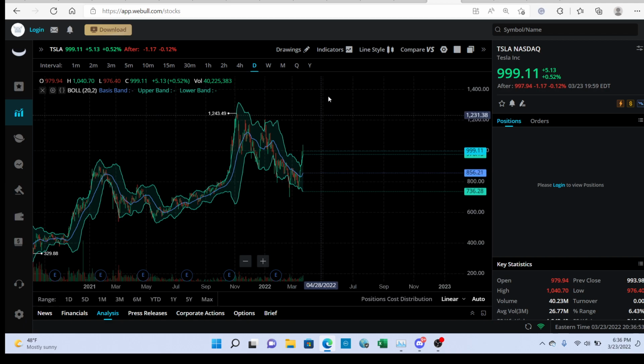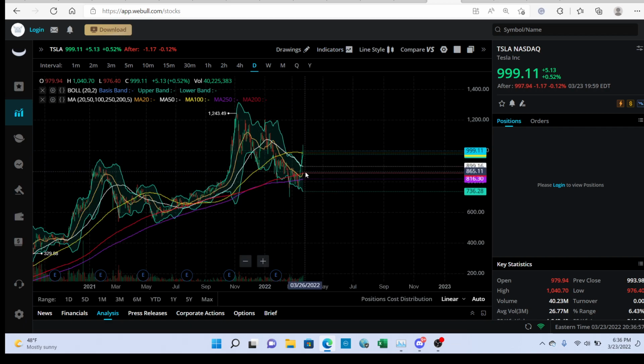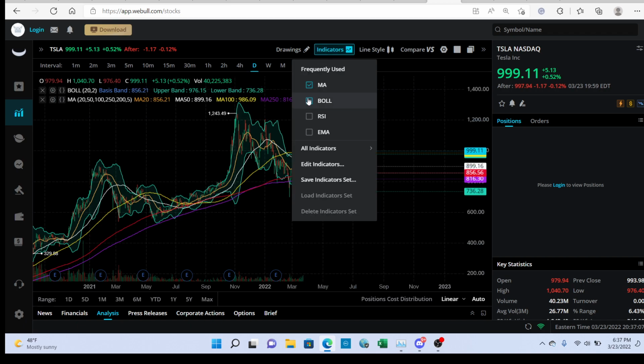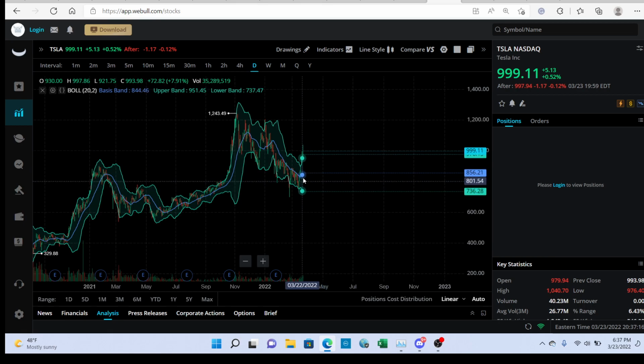And I'll go ahead and prove that to you. So right here, if I put my cursor right here, you can see that the 20-day moving average and the basis band are both 856.21. So now we're going to remove the moving averages. And I'm going to explain what the upper band and what the lower band is.